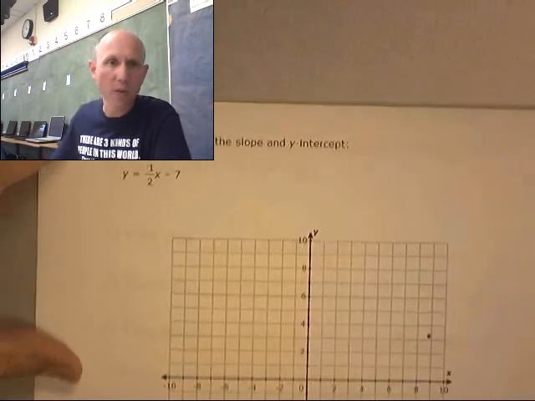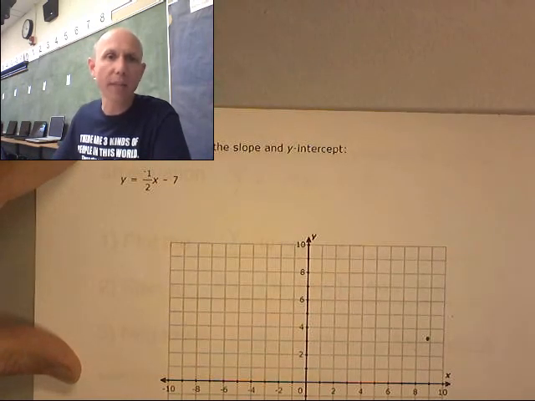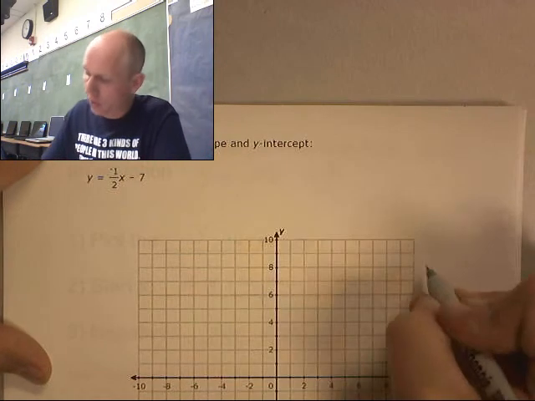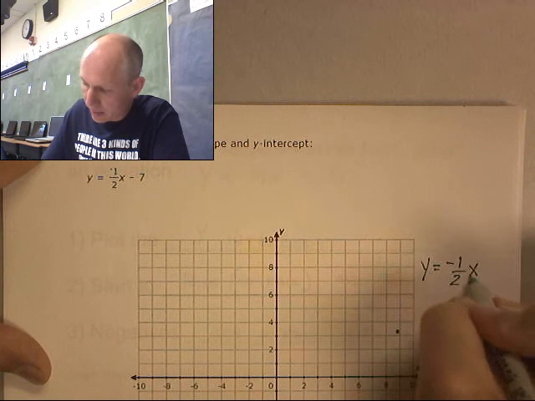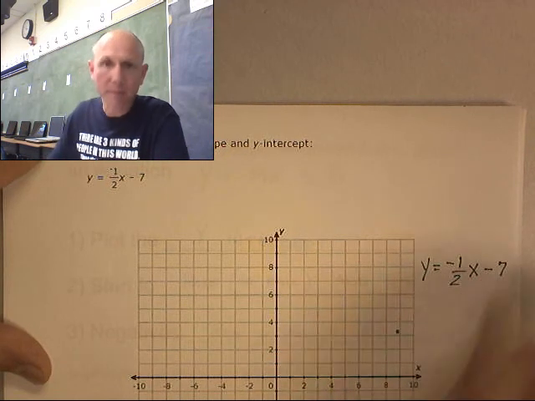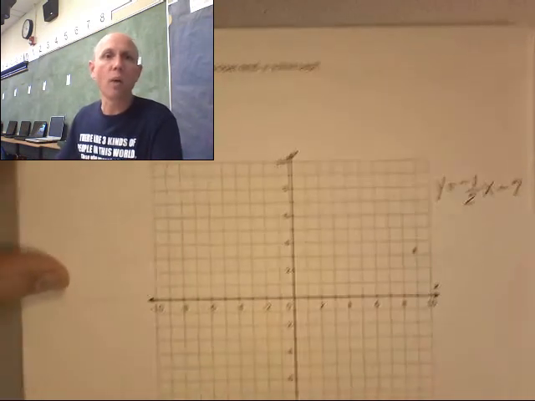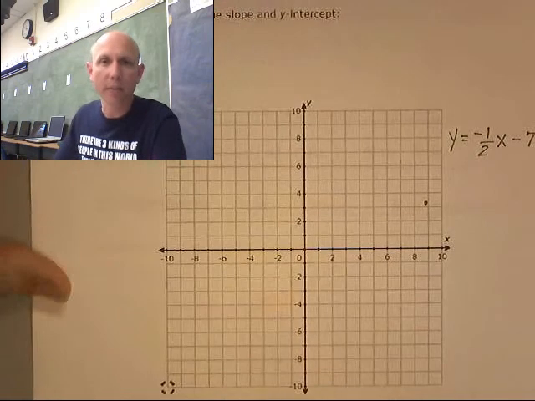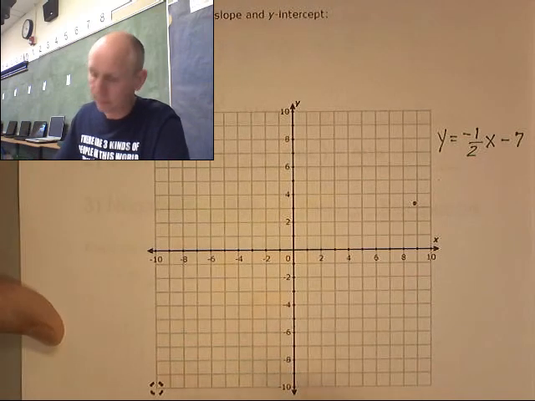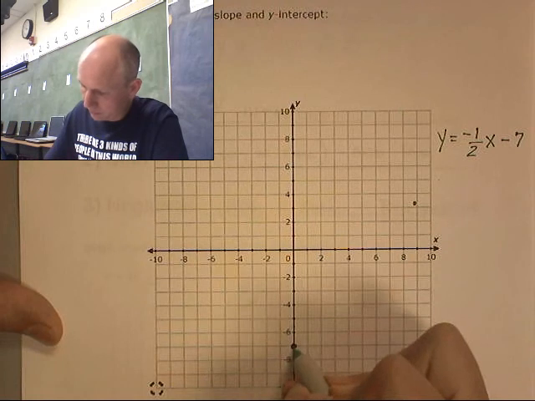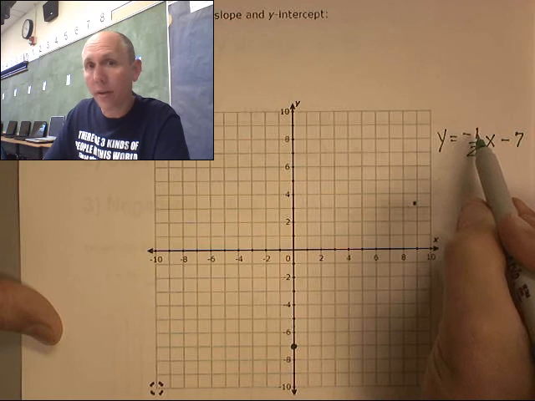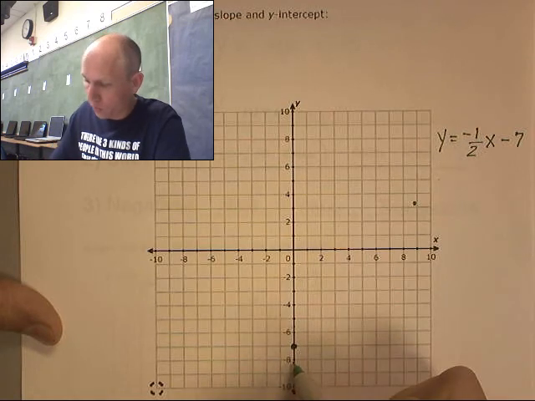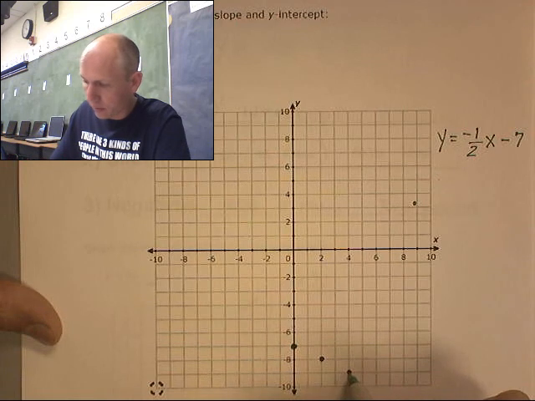Here's our next one. The equation is y equals negative 1/2 x minus 7. I'm going to rewrite that over here. Start by plotting that y-intercept. Well, where's that y-intercept? It's at negative 7. And here's my slope. This is a down 1 over 2. Down 1 over 2.